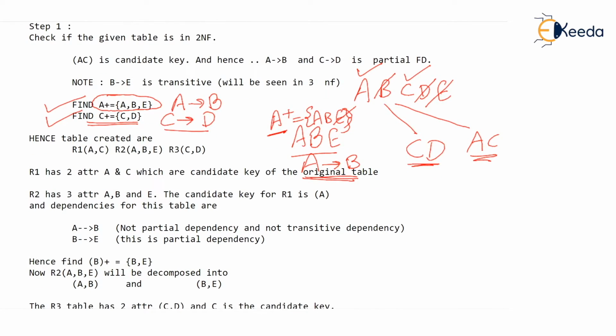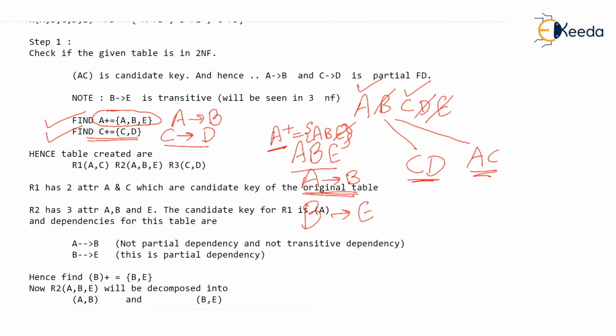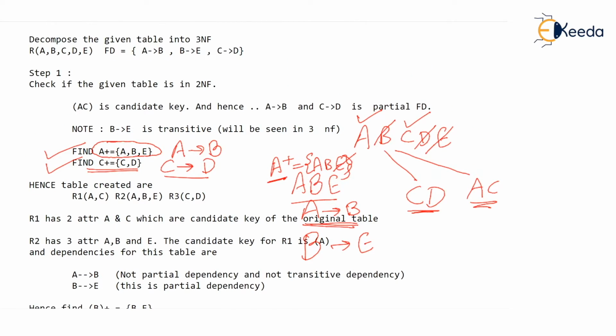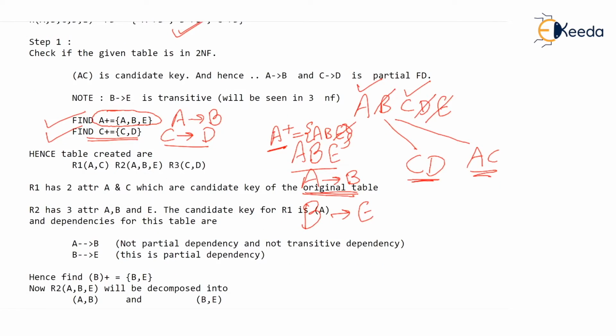And one more dependency which is applicable is B determines E. Check the original dependency set. B determines E is also applicable on the first table. Now B determines E is also not partial. The left hand side is B and the candidate key is A, so it is not part of the candidate key. So this is not partial, but listen, this is transitive because the left hand side B is a non-prime attribute, and the right hand side E is also a non-prime attribute.